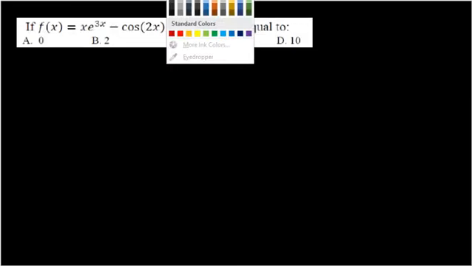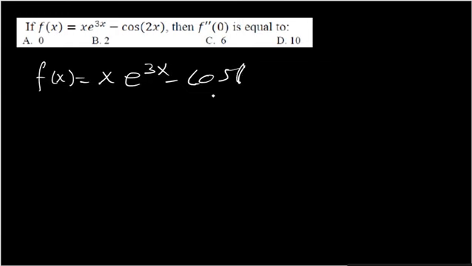The next question here: given f of x is equal to x e to the power of 3x minus cosine of 2x. This is given to us. And then we are asked, we need to find f second derivative at 0. First, we need to derive this one twice. So first, let's find f derivative of x.